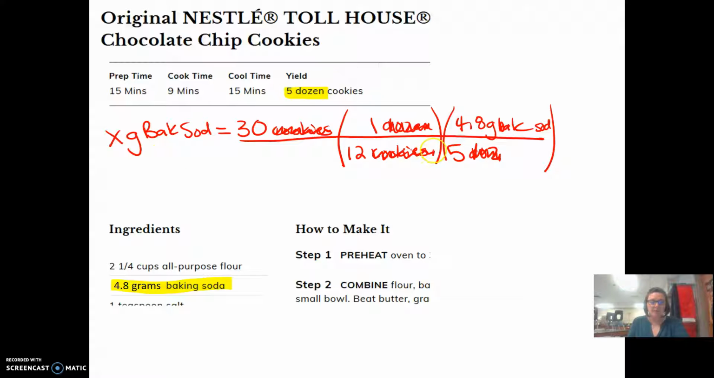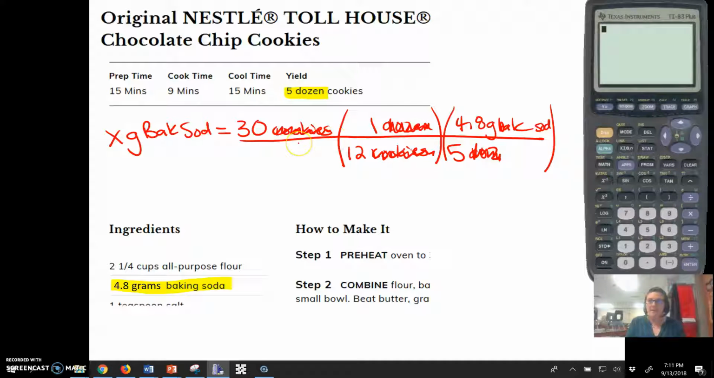So I'm going to pull up a calculator now, and I'm going to put the numbers across the top: 30 times 1 if you want to do it, times 4.8. Those are all across the top. And I've got 2 different numbers in the denominator, so I'm going to use parentheses this time. I'm going to put divided by parentheses 12 times 5, and then close those parentheses. So anything that was up across the top is being multiplied, and anything down in the bottom is being divided and then multiplied in the parentheses.